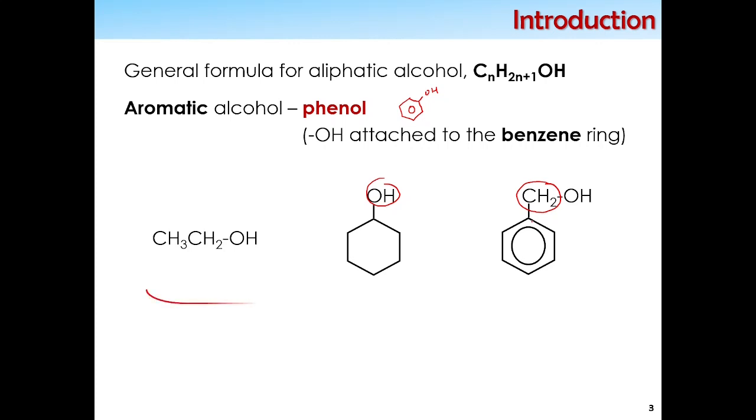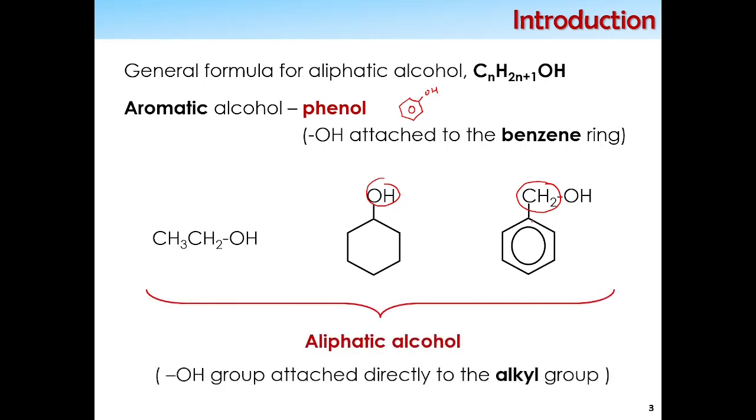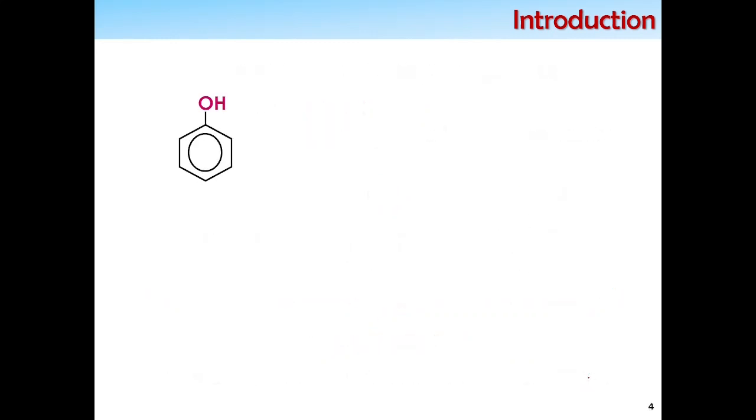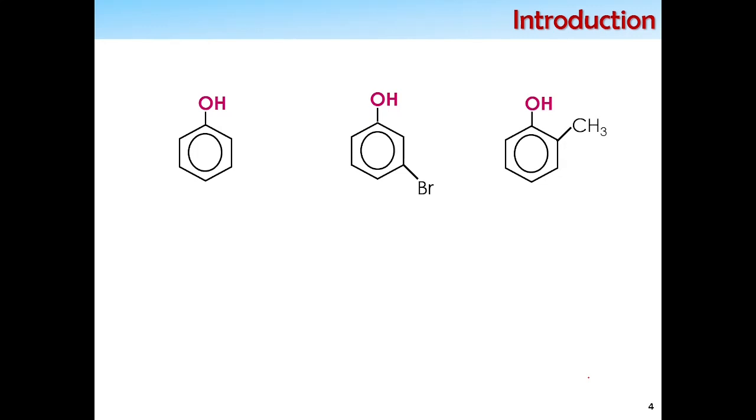So if we can see from here, all these are aliphatic alcohol. The difference is that OH is attached to a carbon that is not a benzene ring, OH attached directly to the alkyl group. This one is phenol. This one is 2-bromophenol, and this one is 2-methylphenol.